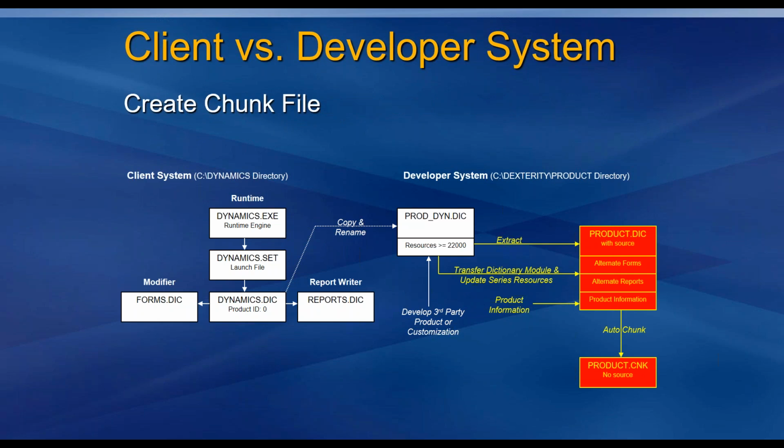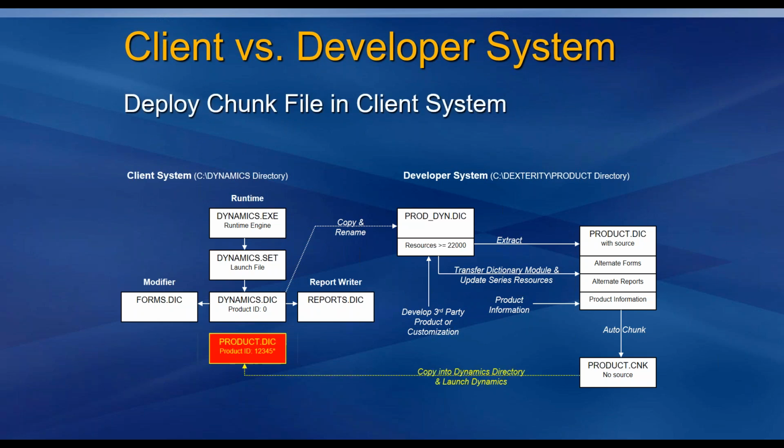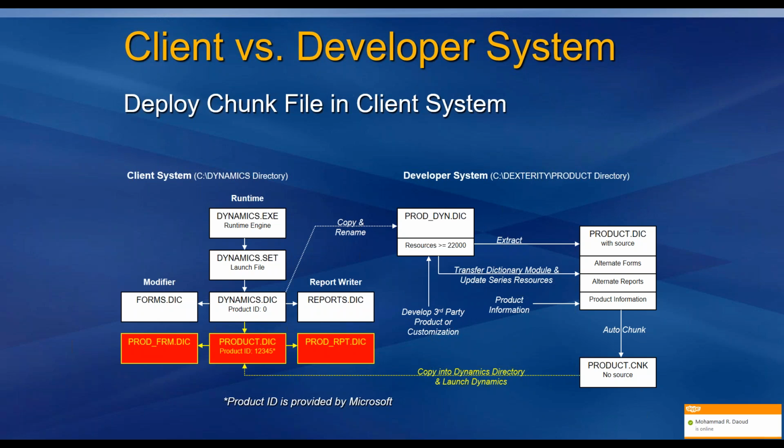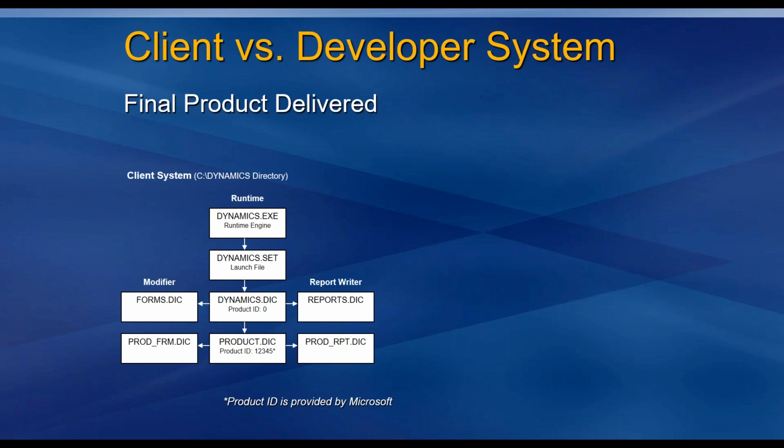Then I can place that chunk file back into the live environment, and when I launch, you'll get the message, do you want to include the code? And when it includes the code, it installs the details into this launch file, and it creates the dictionary. And then that's basically the product is now delivered and running on your target system.